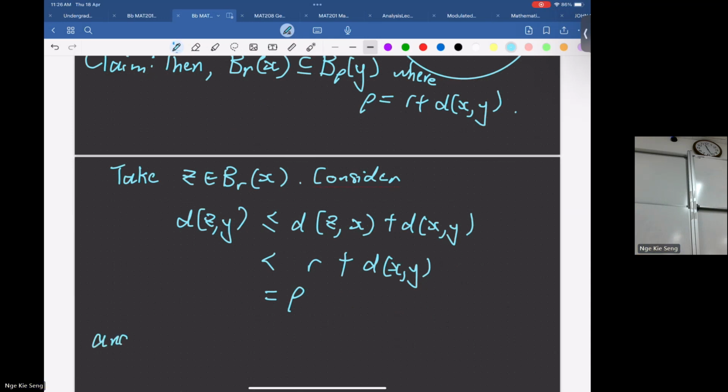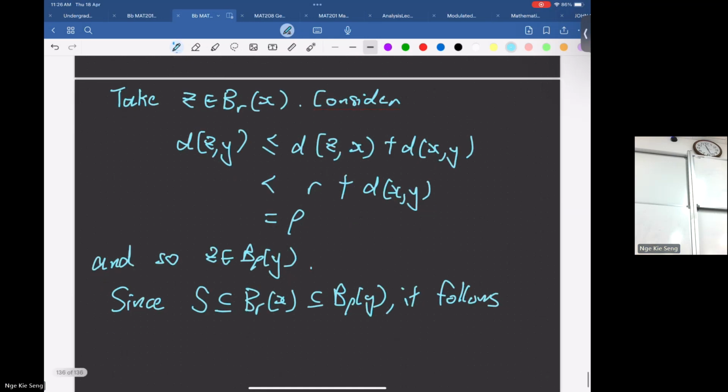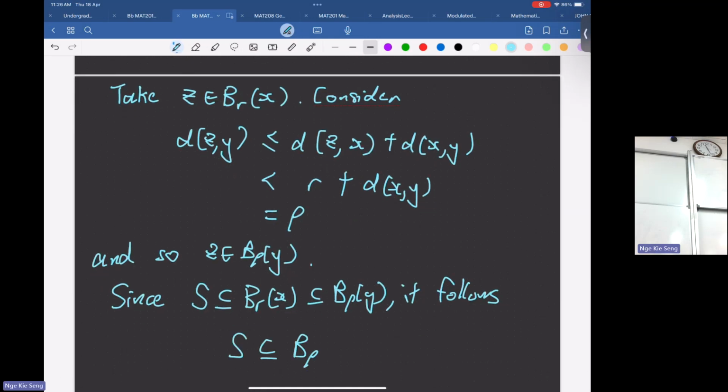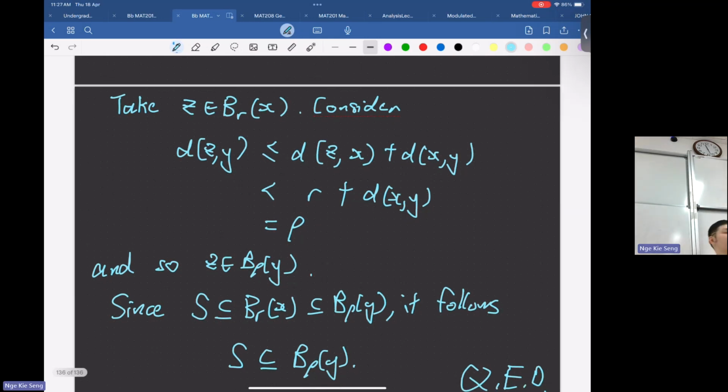So z is in B(rho, Y). It easily follows that since S is contained in B(R, X), which is contained in B(rho, Y), S is in B rho. Does it make sense? We just use the triangle inequality here. Any questions so far?